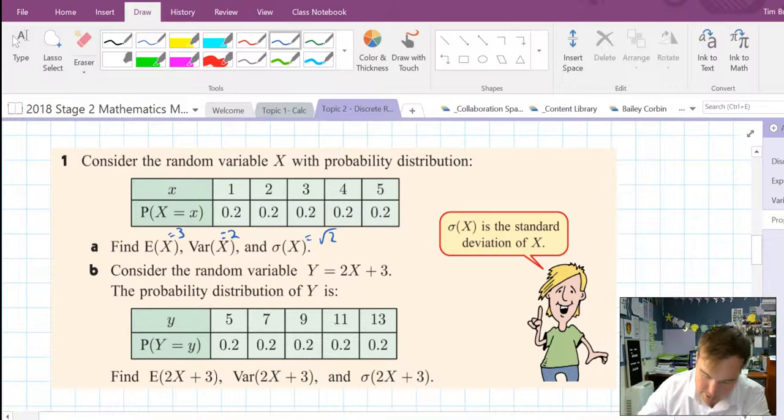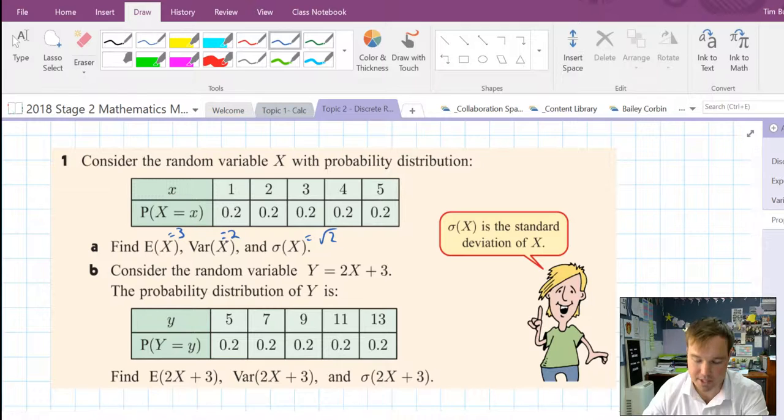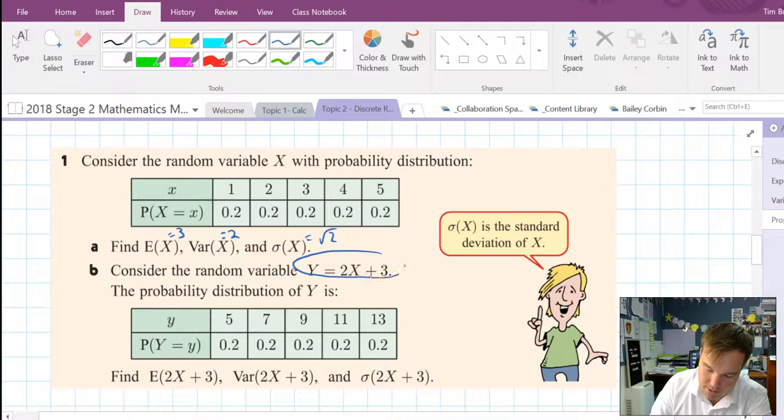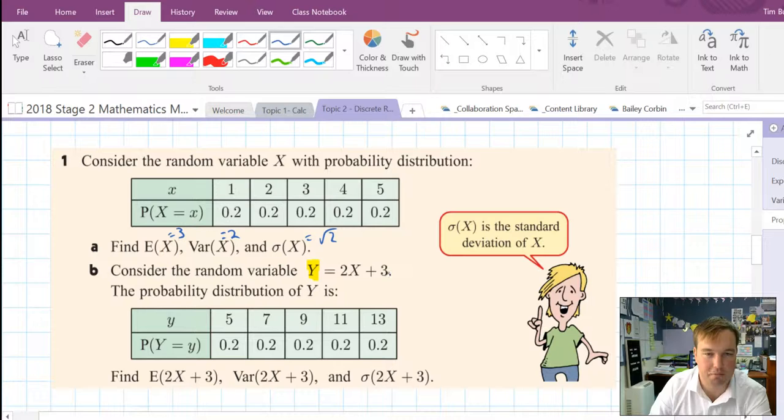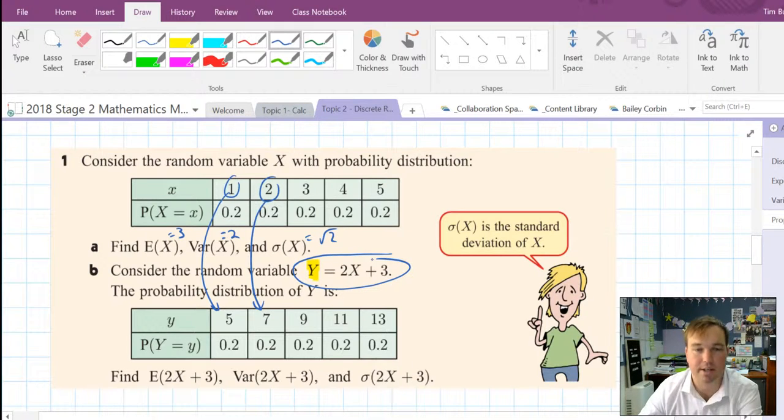Alright, now, let's look at what happens when we adjust this distribution. And adjusting the distribution looks like this. New distribution y is equal to 2 times the previous distribution plus 3. 2 times the previous distribution plus 3 is saying, well, 2 times 1 plus 3 gets us to 5. 2 times 2 plus 3 gets us to 7, etc. Note how this here hasn't changed the probabilities of each of the outcomes, but the outcomes have changed.